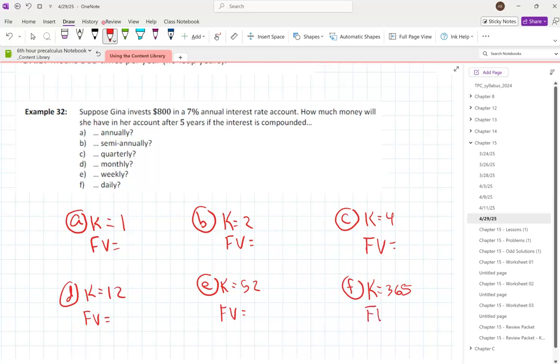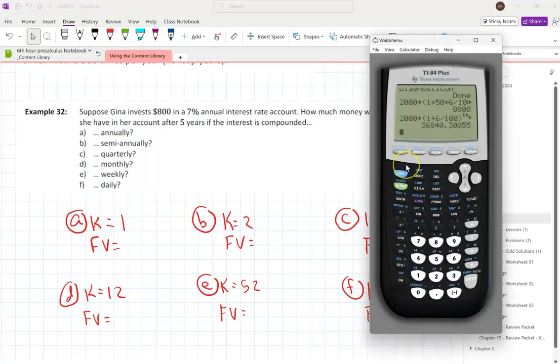All right. So we're just going to set this up one time in our calculator and just update the K each time. Okay, so the first one is 1122.04.